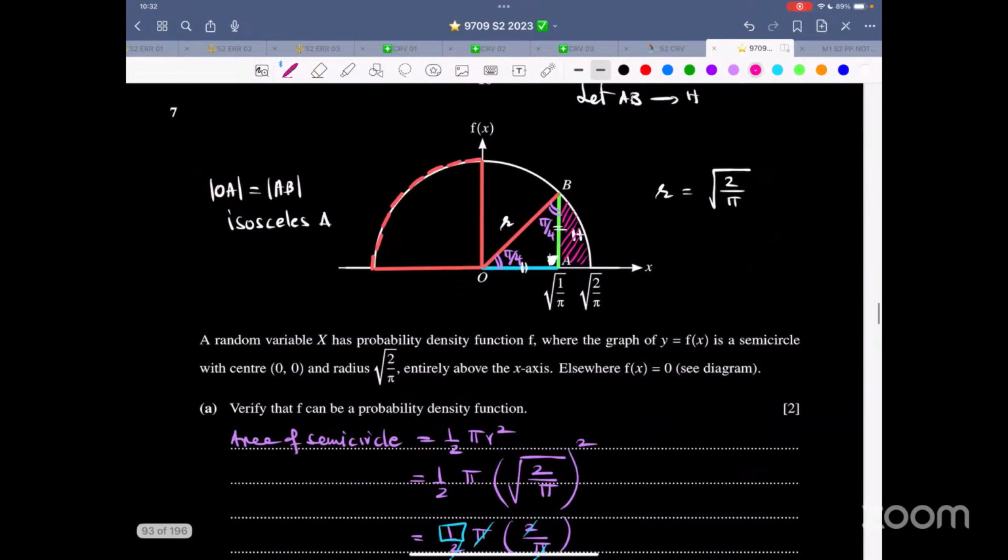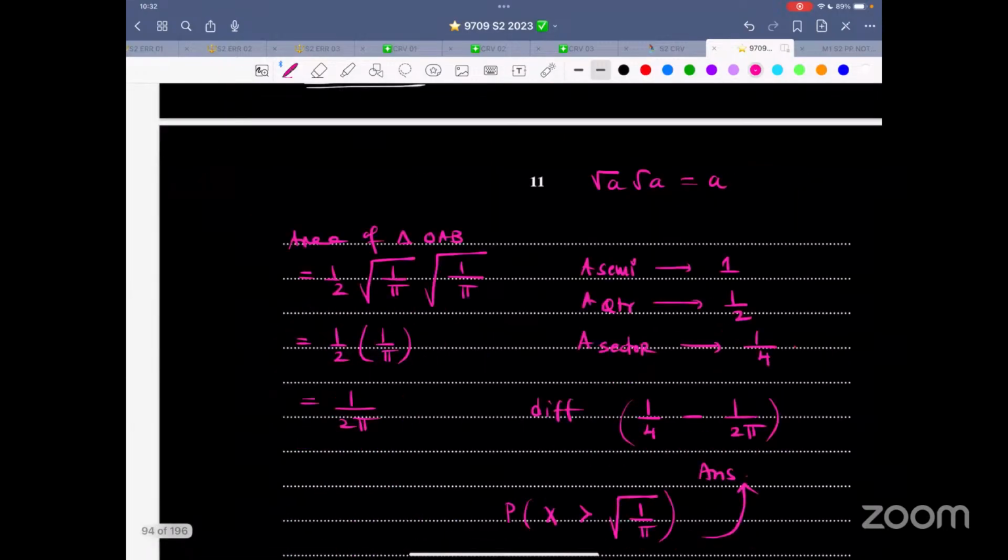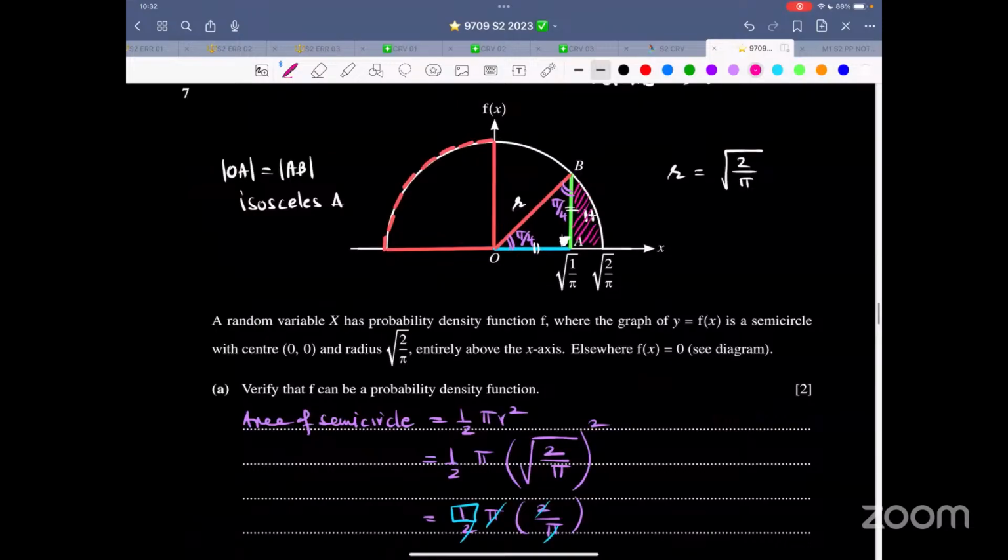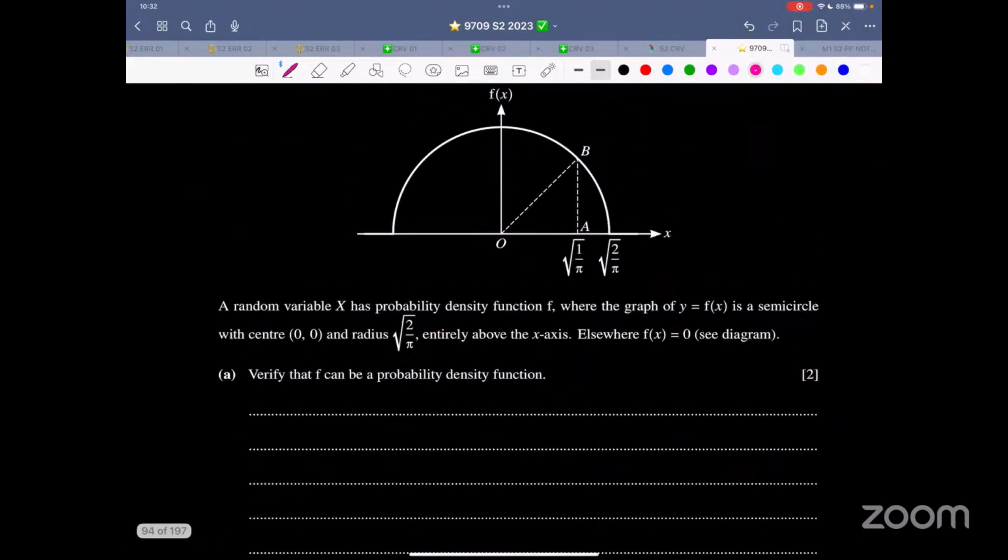Now some people asked this question a few days earlier. Let me explain this. Let me first add a page over here so that you can have a blank page and a comfort level to look at it. It says the random variable X has the probability density function f, where the graph of y equals f(x) is a semicircle. Now we know that the probability should be the area under the graph. That's one thing. The graph should be above the x-axis because then the area will be positive, and the area cannot exceed 1. So these are a few of the things.